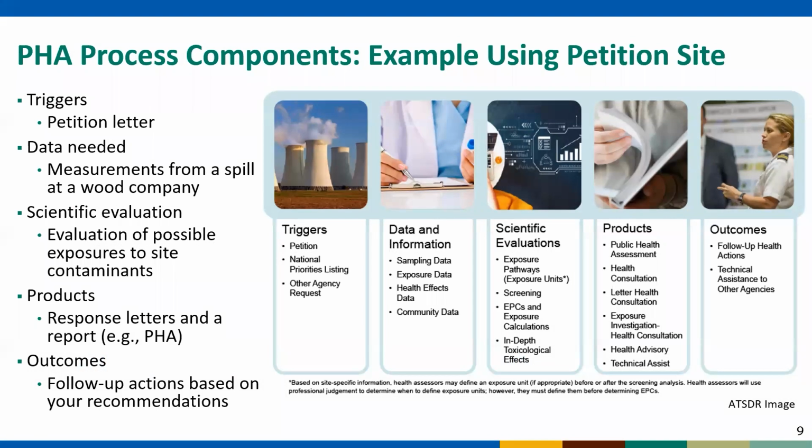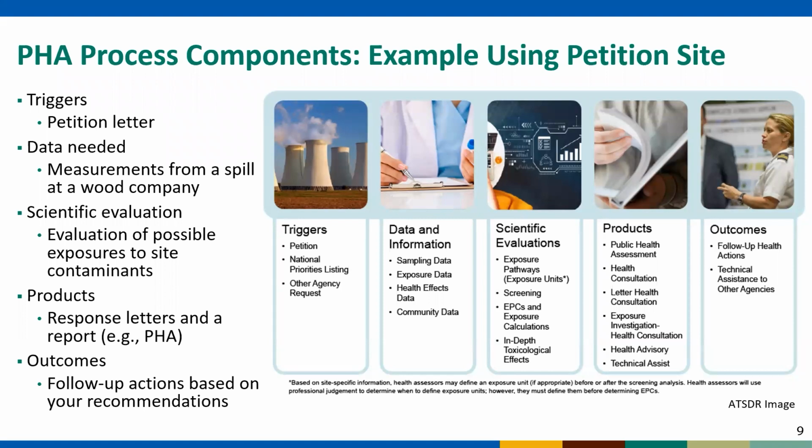Now let's talk about the PHA process components. The figure to the right shows the components, which include triggers, data and information, scientific evaluations, products, and outcomes. The triggers are how ATSDR becomes involved at a site. The PHA process is triggered when an individual, a community group, or other parties submit a petition to ATSDR to investigate a specific site or facility. When a site is proposed to the National Priorities List, that's another trigger. Or when another federal, state, or local agency or tribal department asks ATSDR for technical assistance.